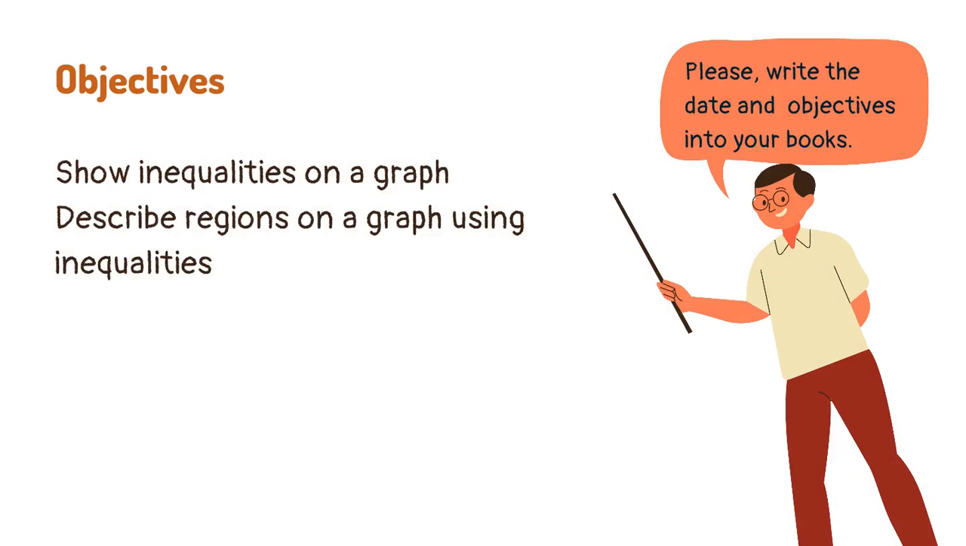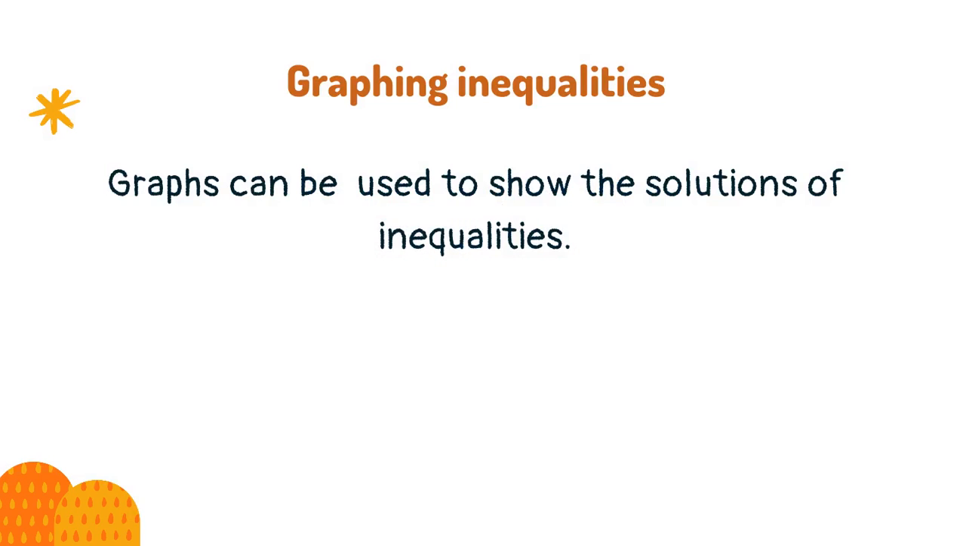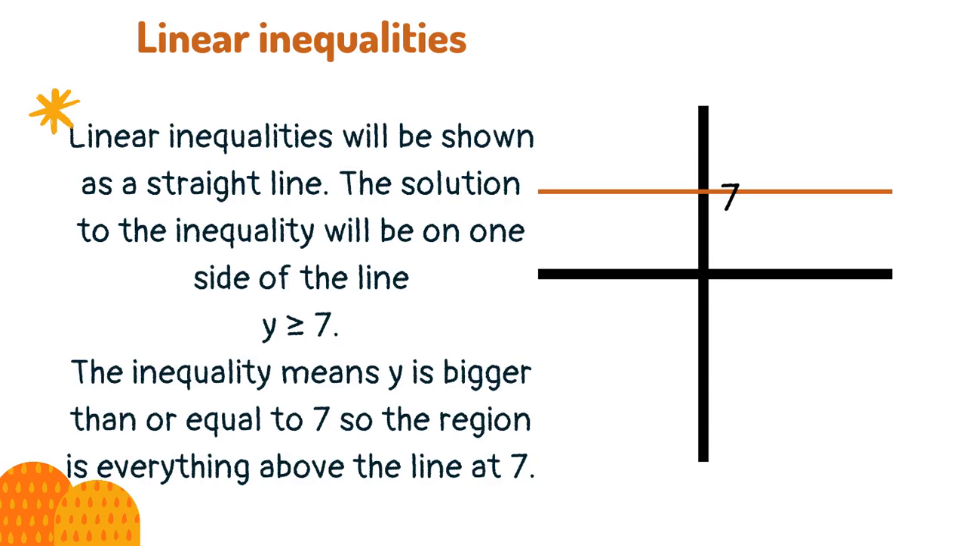Today you are going to learn about showing inequalities on a graph. Graphing inequalities: graphs can be used to show the solutions of inequalities. Linear inequalities will be shown as a straight line. The solution to the inequality will be on one side of the line, with the inequality of y is greater than or equal to 7. The answer is everything above the line.